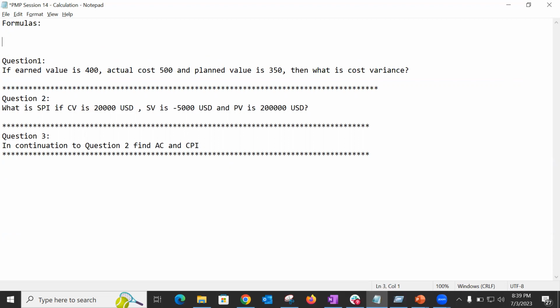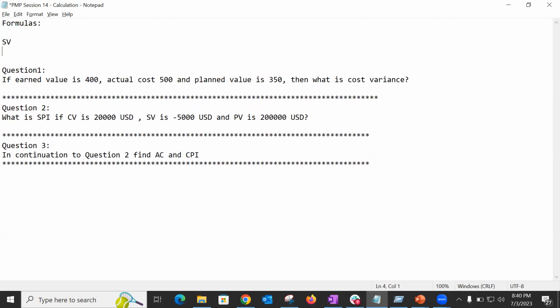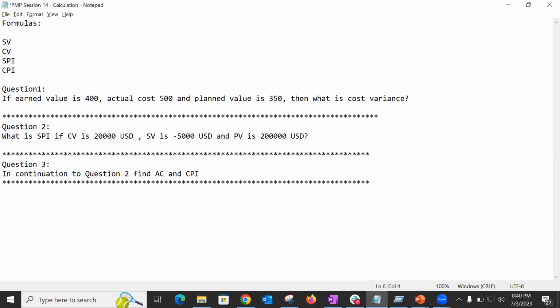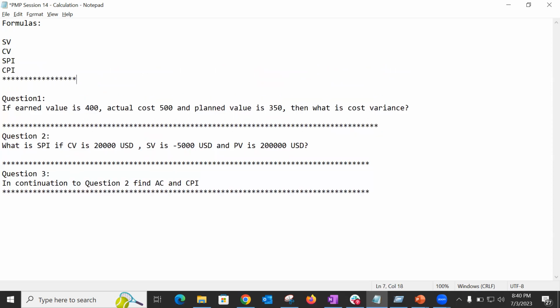Formula-wise, we have four basic formula-based metrics which normally come in the questions: number one is schedule variance, number two is cost variance, then we have schedule performance index, and cost performance index. That's all. If you remember these four at the back of your hand, trust me, you have conquered a lot. But do not rely on the mindset that I know these formulas, I have done maybe four or five of them, and then I will go to the exam and crack it.